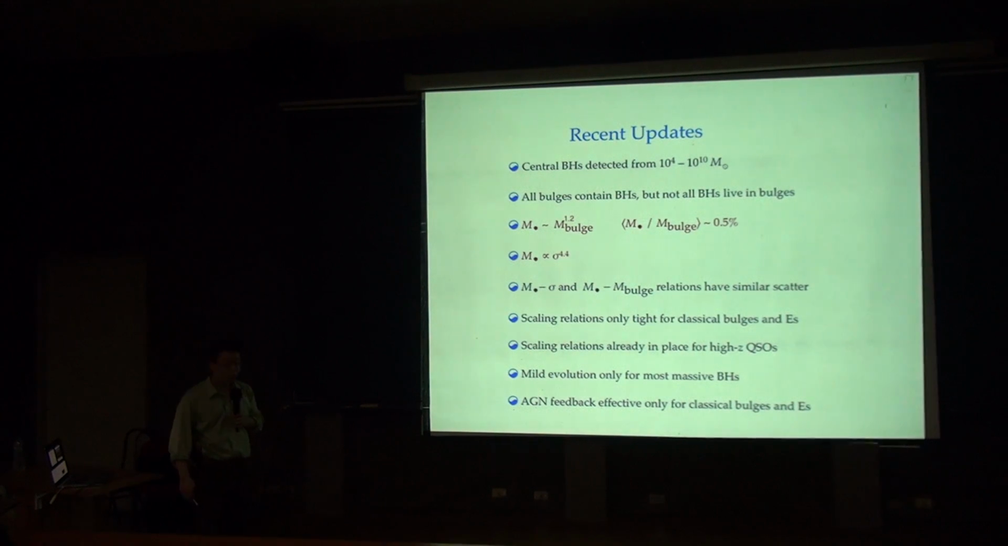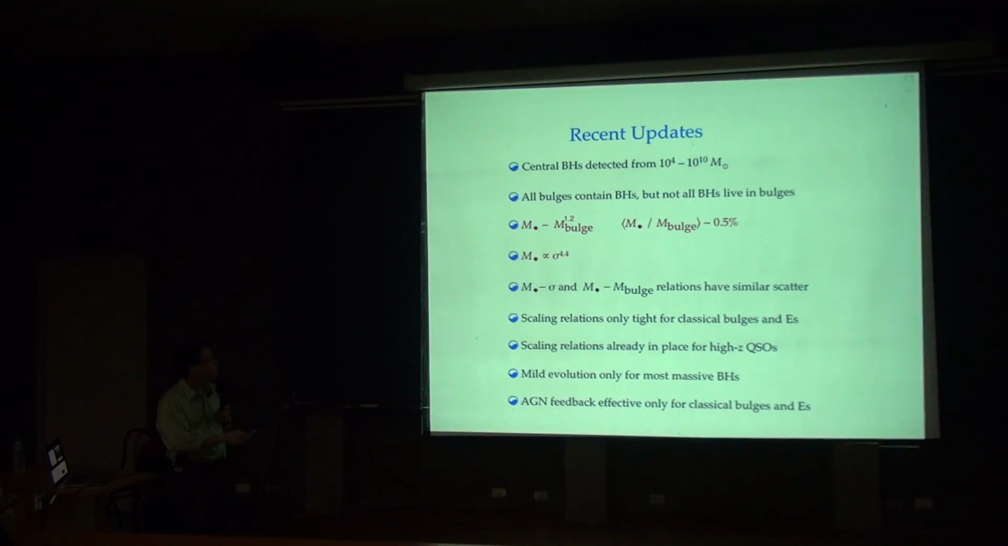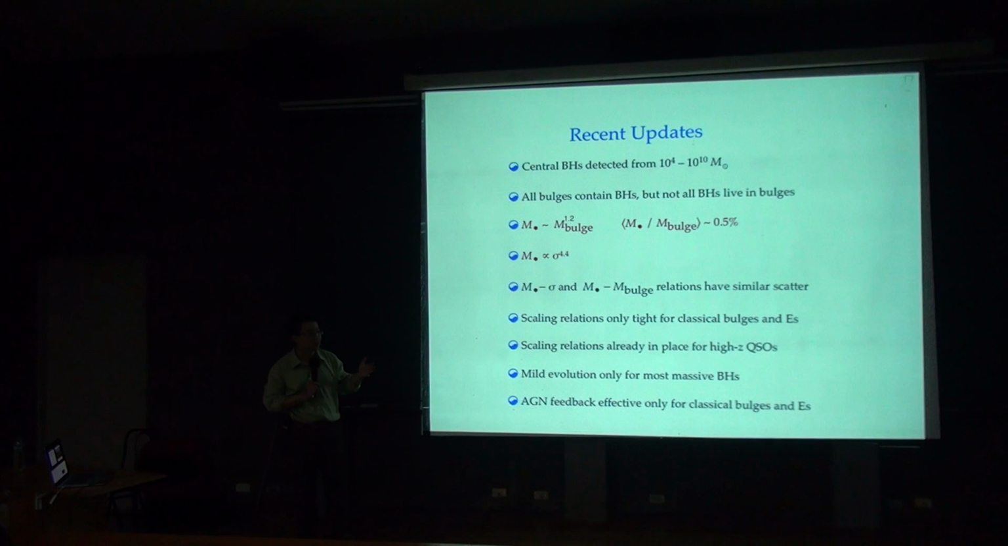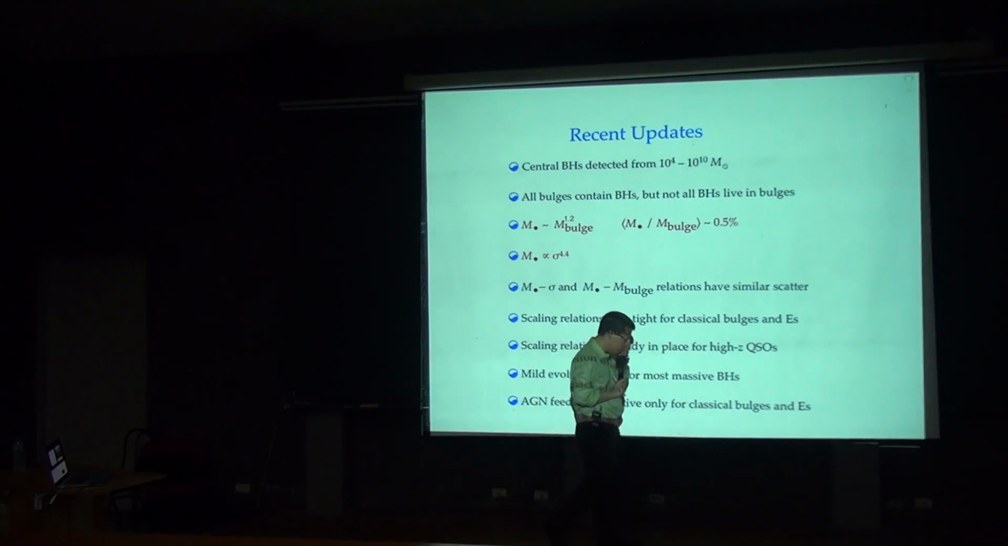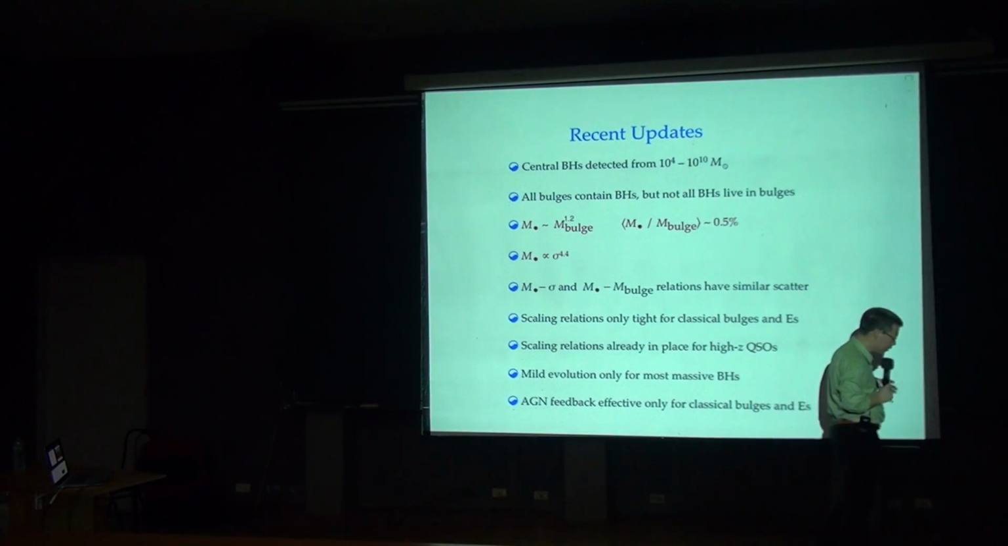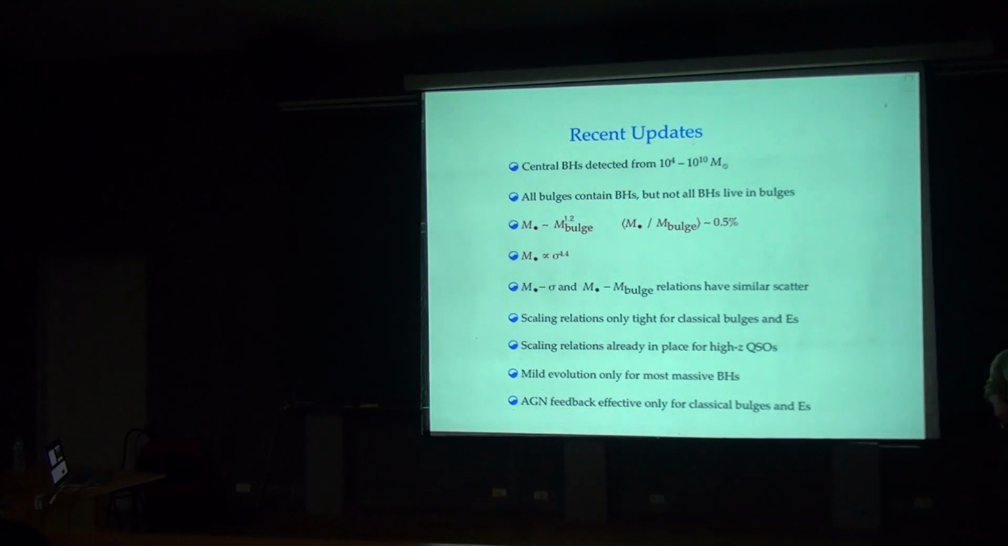Okay, so these are the recent updates. We've extended the mass function of black holes down by 2 orders of magnitude to about 10^4. Other people have extended up by a factor of 10. So now the black hole mass function goes at least from 10^4 to 10^10. It continues to be true that all bulges contain black holes, but it's not true that all black holes contain bulges. We've discovered hundreds of galaxies that contain black holes in the mass range of 10^4 to 10^6, but they do not live in bulges.